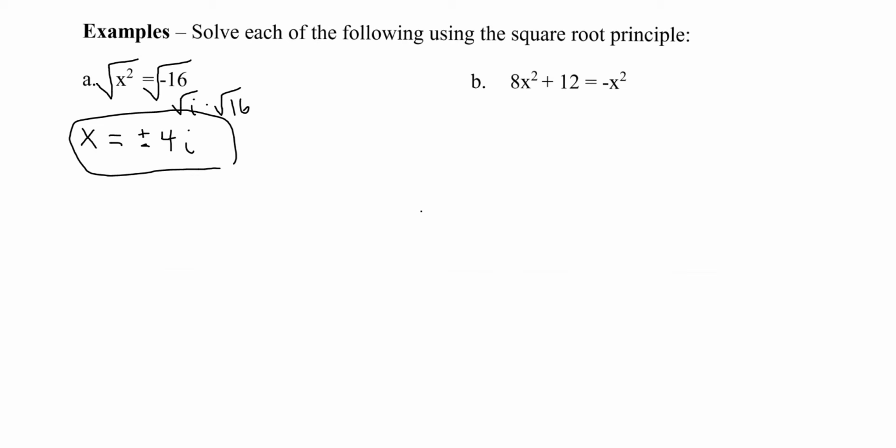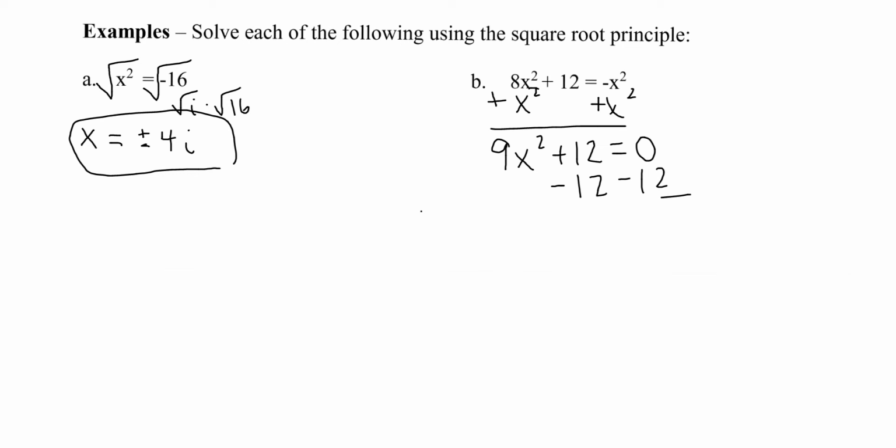So nice and easy. B, of course, is not that easy. We still have to do a little bit of work. First thing we're going to do is get our x's together. So I'm going to add x squared to both sides. And that's going to leave me with 9x squared plus 12 is equal to 0. I will subtract 12 from both sides, and I get 9x squared equals negative 12.